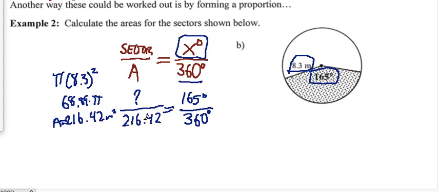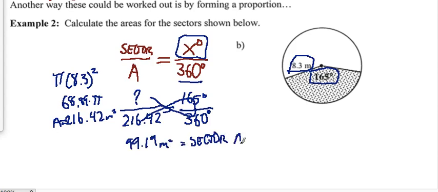Since I've set it up as a proportion, I know what that means. I know that means I can do a little fish method here, a little cross multiplication. So 216.42 times 165 divided by 360 will give me the area of my sector, which in this case is 99.19 meters squared. 99.19 meters squared is my sector area.